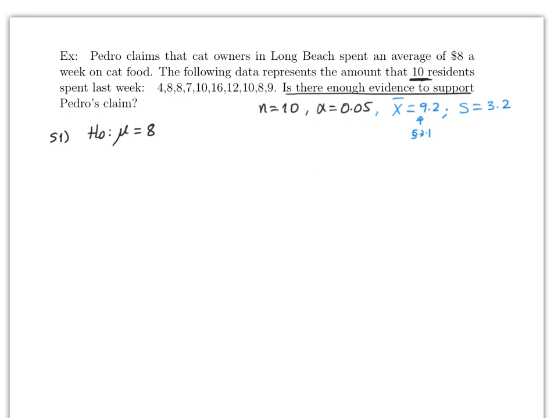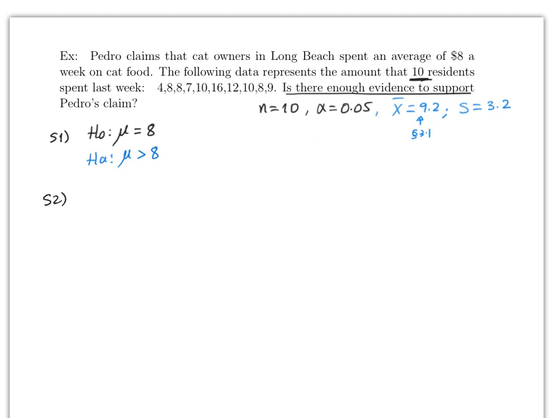Once you have this, and this, now you can do the problem. Remember that you need to figure out what the alternative is. Well, Pedro claims that you're going to spend at the most $8, but the sample of 10 has an average of 9.2, which is more than what Pedro claims. Right? So after that is the same story.